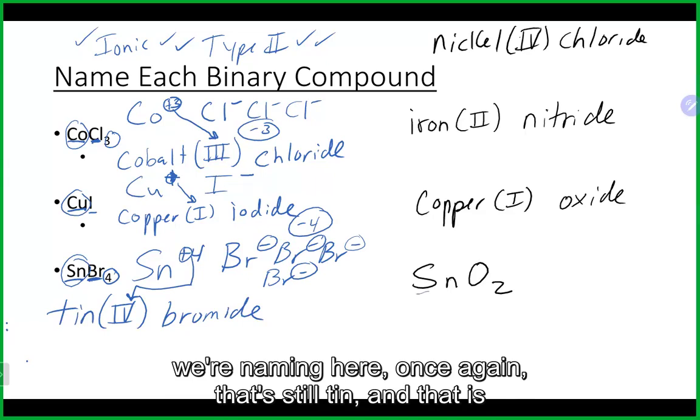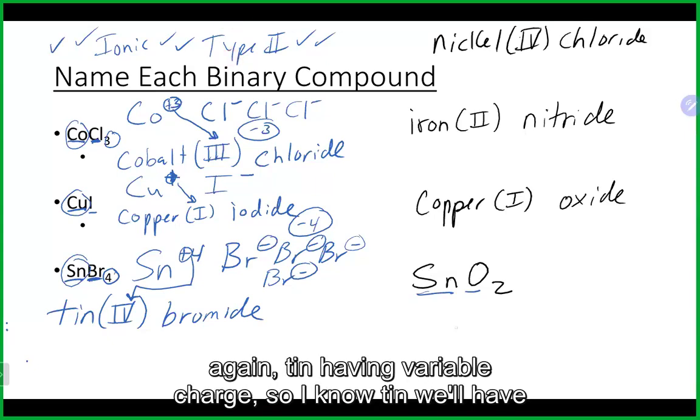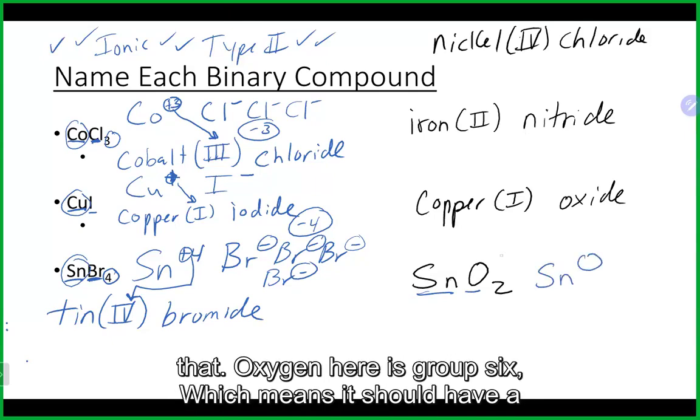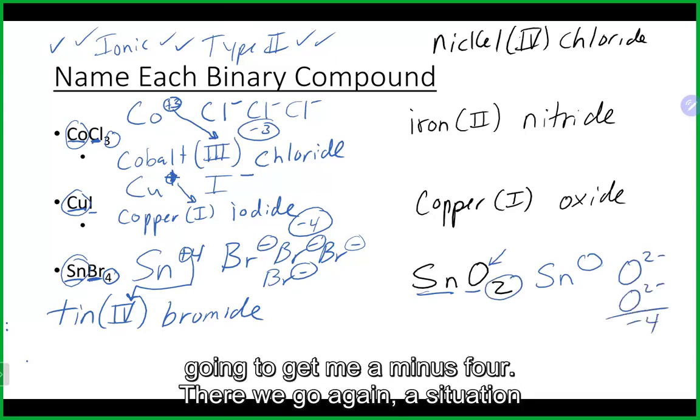Once again, that's still tin, and that is oxygen, which is a non-metal, checking our ionic box. Here again, tin has a variable charge, so I know tin will have that. Oxygen here is group 6, which means it should have a -2 charge. And here we do have 2 of them, so that is going to get me a -4.